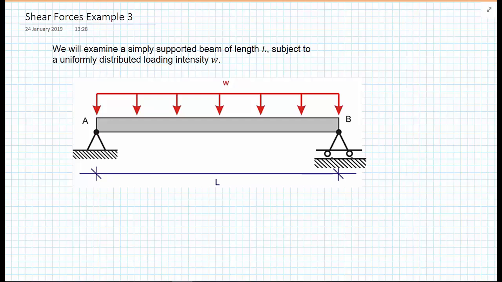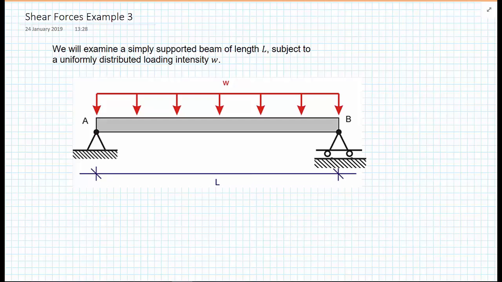In the previous examples we've done on shear forces, we've only considered point loads. Now we're going to move on to the situation where we have a uniformly distributed load. We're going to have a constant loading intensity W, and we'll have a simply supported beam of length L, with a pin support on the left and a roller support on the right.